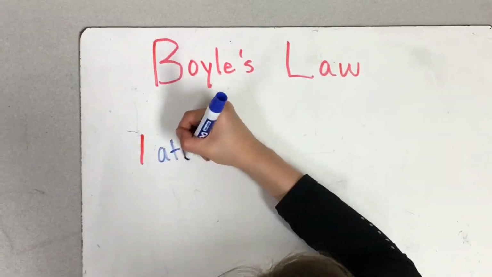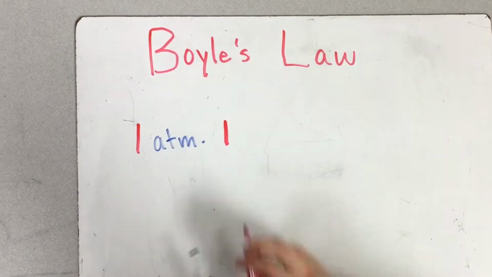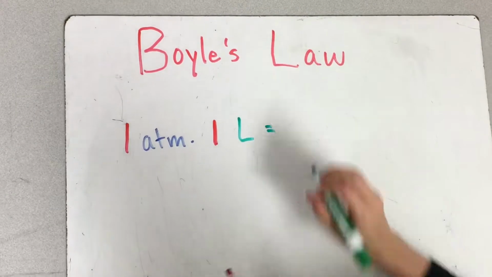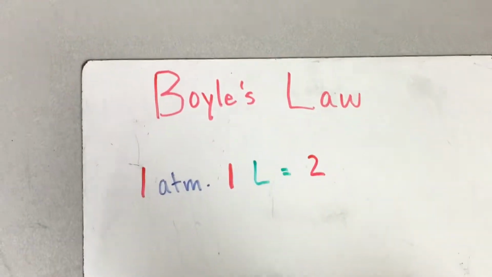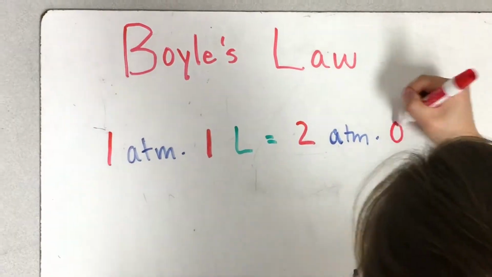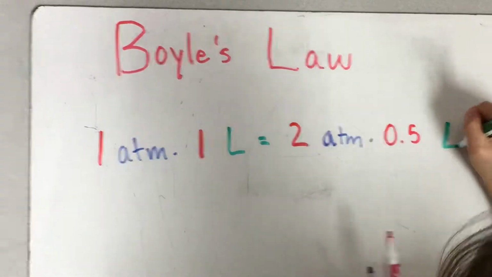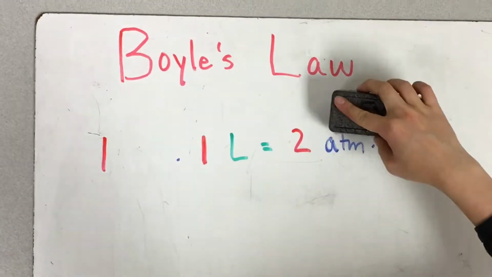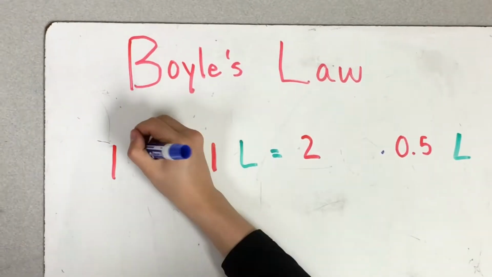The P1V1 equals P2V2 equation can be used to solve for pressure and volume regardless of what the units are, like liters, milliliters, atmospheres, kilopascals, etc., as long as the units on one side of the equation are the same as the units on the other side of the equation.